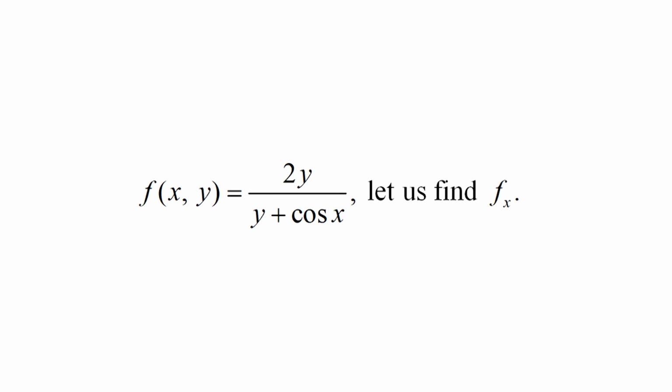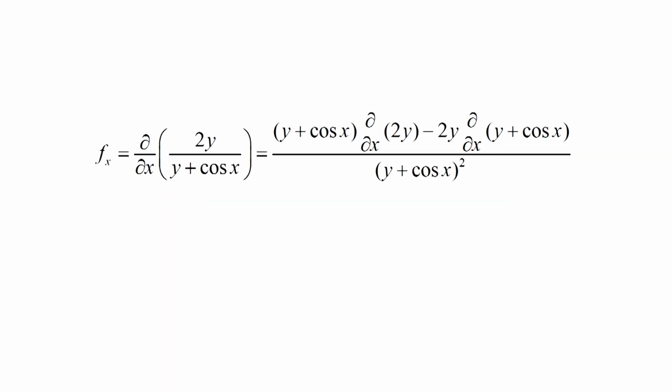If f(x, y) is equal to 2y by y plus cos x, let us find f suffix x. Here the function is a rational one and we have to employ the quotient rule of differentiation of one variable. Treating y as a constant and using the quotient rule of differentiation of functions of one variable, we obtain f suffix x is equal to ∂/∂x of 2y by y plus cos x, which is equal to (y plus cos x) times ∂/∂x of 2y minus 2y times ∂/∂x of (y plus cos x), all divided by (y plus cos x) all square.